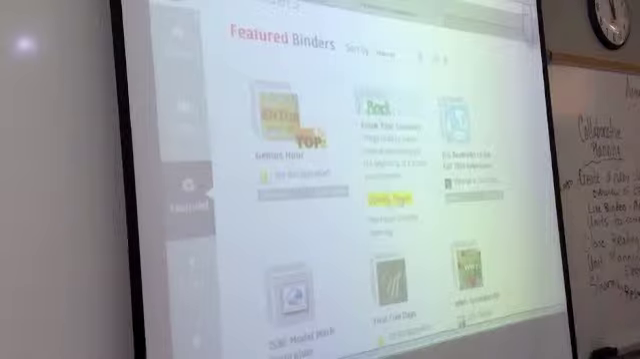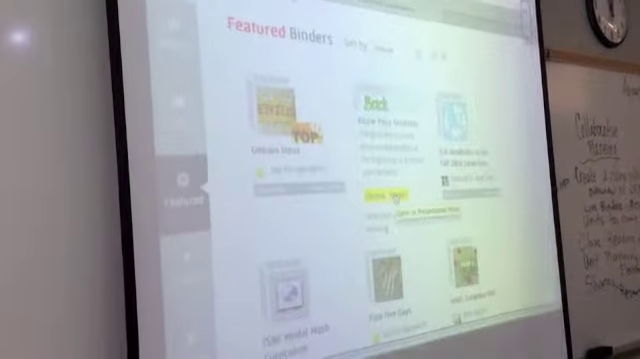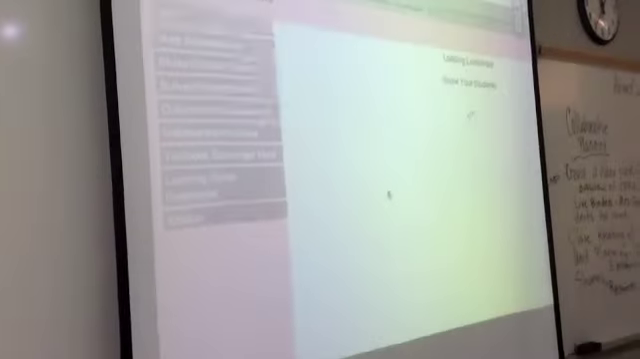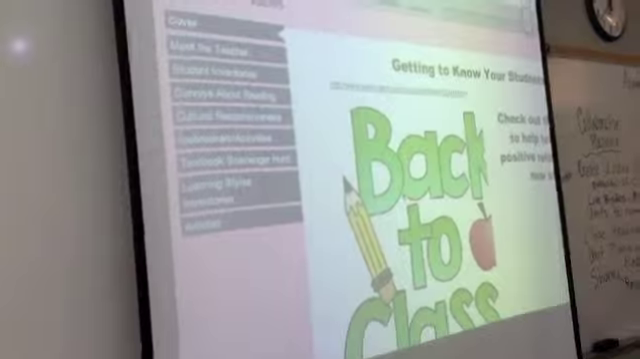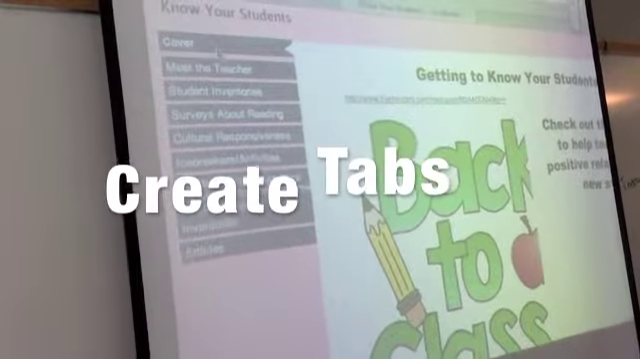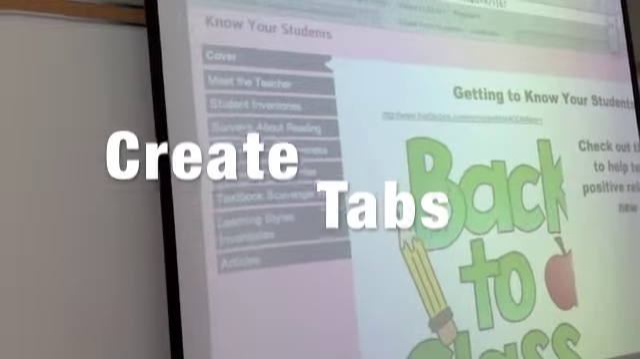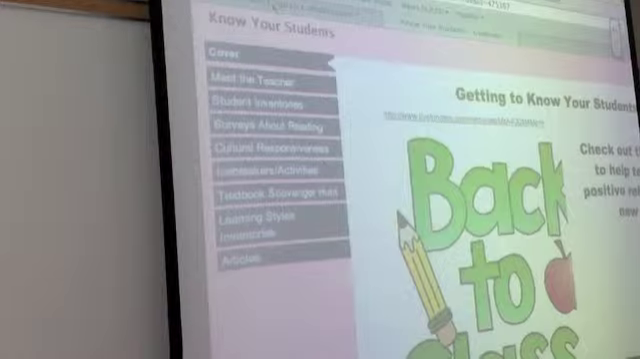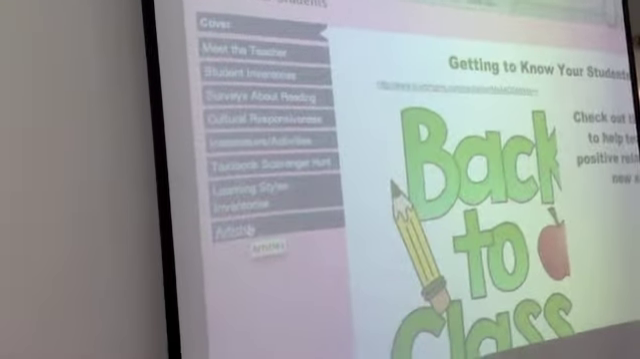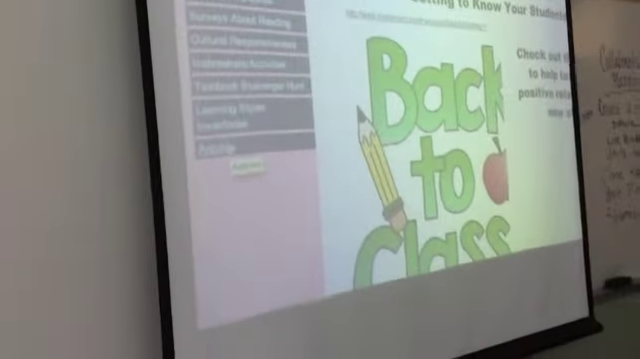So if we look at this one, this person created a binder on knowing your students and having positive relationships at the beginning of the school year. Once you open the binder, you can create tabs across the top or down the side. Just like you would put paper tabs in a 3-ring binder, you can create these tabs for whatever topic your binder contains. And it can be websites or digital copies of documents.